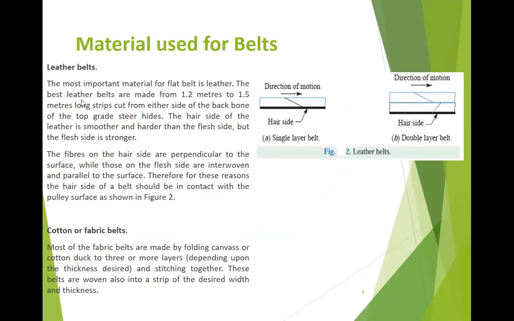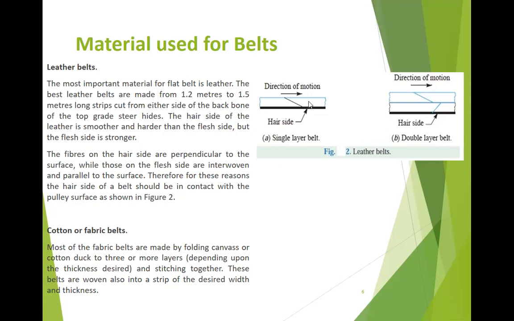So, what are the materials used for belts? Mayroong leather belts. Diba? Leather. The most important material for flat belt is leather. The best leather belts are made from 1.2 meters to 1.5 meters long strip cut from either side of the backbone of the top grade steer hides. The hair side of the leather is smoother and harder than the flesh side, but the flesh side is stronger.